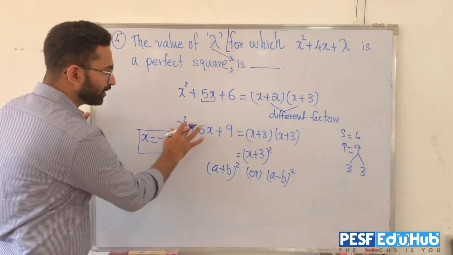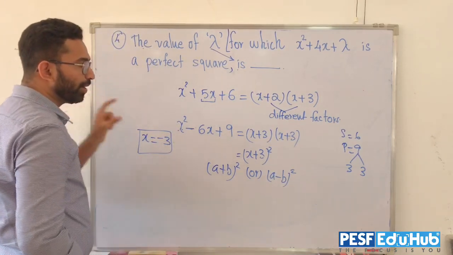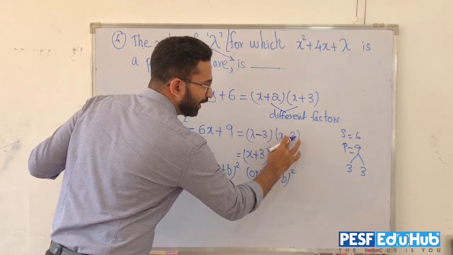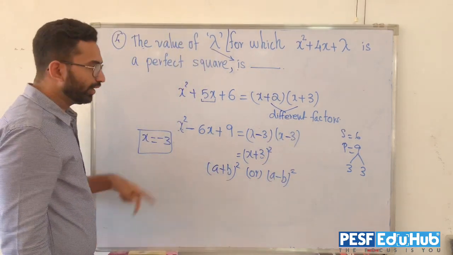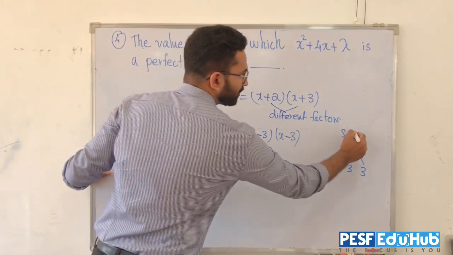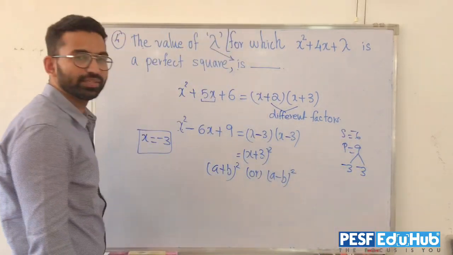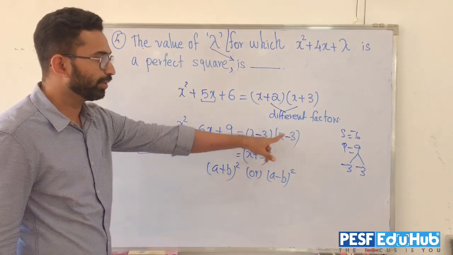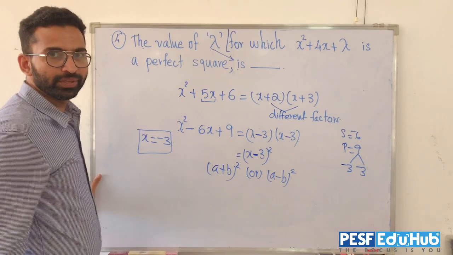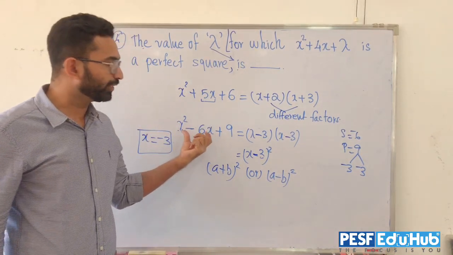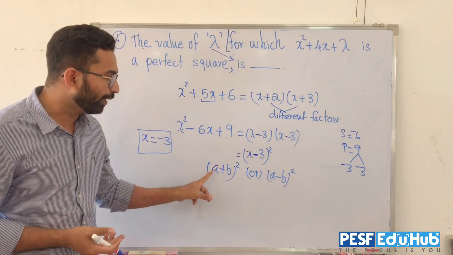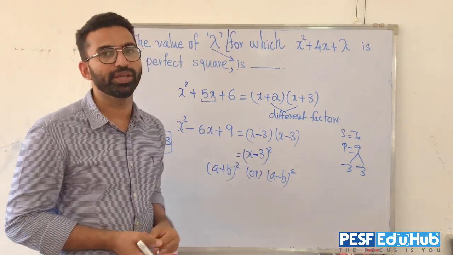Suppose my question was like this: x square minus 6x plus 9. Then definitely what are you going to get? You will get minus 3 and minus 3 here. If you find the two factors, you will get sum equal to minus 6 and product equal to positive 9, so minus 3 and minus 3. Finally you will get x minus 3 and x minus 3, and you will say this is x minus 3 the whole square. So if a perfect square polynomial is given to you, finally it can be written in the form of a plus b whole square or a minus b whole square.